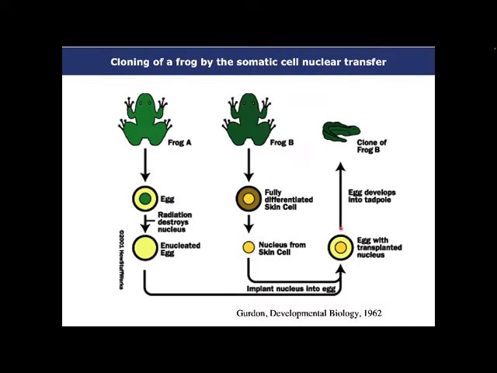The skin cell nucleus was transplanted into the enucleated egg. Although the probability is not 100%, some of the transplanted eggs can develop into a fully mature and fertile frog. The interesting thing is that this cloned frog B has genetic information that is exactly 100% the same as the originating frog B. So it's a clone of frog B, and all the genetic information inside this frog is exactly the same as the original frog.